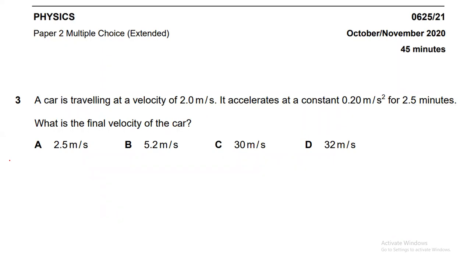October, November 2022 paper 1. A car is traveling at a velocity of 2 meters per second. It accelerates at a constant 0.20 meter per second square for 2.5 minutes. What is the final velocity of the car? Okay.